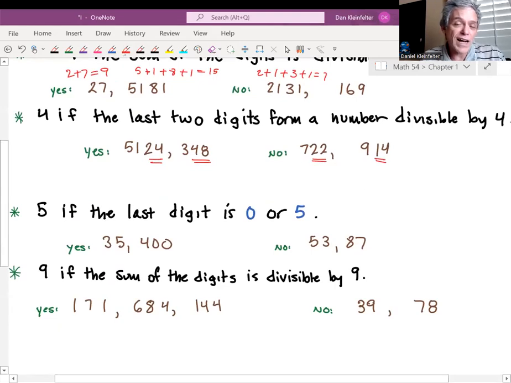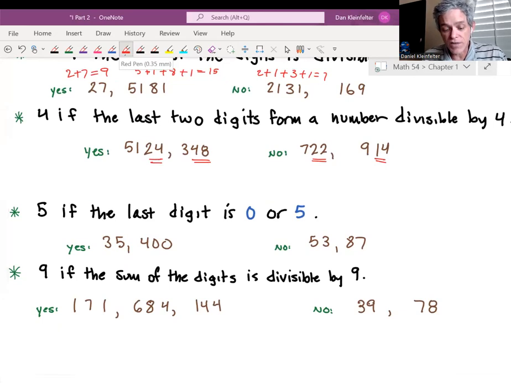Okay, the test for 5 is pretty easy. If the number ends in either 0 or 5, it's divisible by 5. Examples are 35 and 400. If somebody was going to pay you $35 or $400, they could do it all in 5s. 53 and 87 don't end in either 0 or 5. You couldn't pay somebody exactly $53 or exactly $87 using $5 bills.